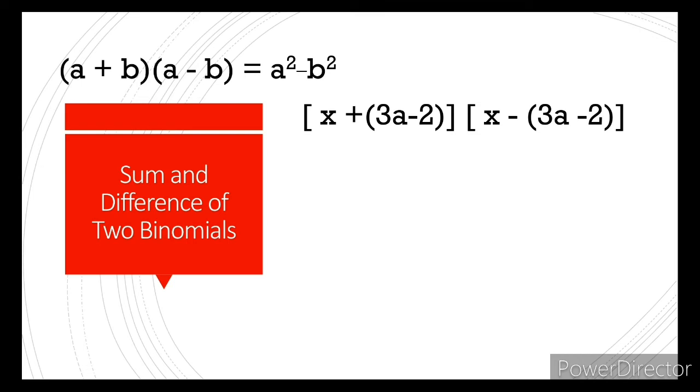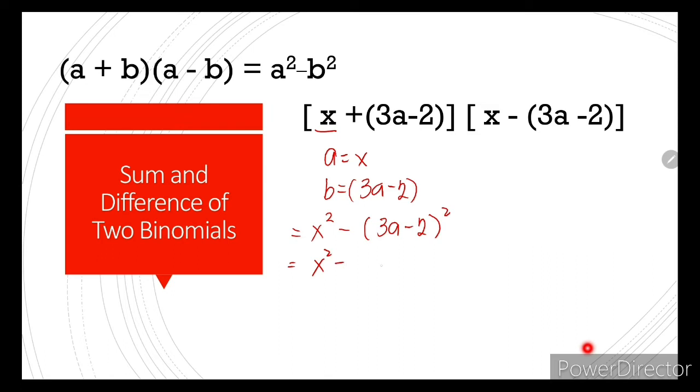Okay, another example. We have bracket x plus quantity 3a minus 2 multiplied to the product of bracket x minus quantity 3a minus 2. So, yung a natin dito is x. Then, our b is 3a minus 2. Let us solve a squared. So, we have x squared minus b squared. So, we have (3a minus 2) squared. So, expand nga natin yung squared natin na b. So, we have 3a minus 2 times 3a minus 2.